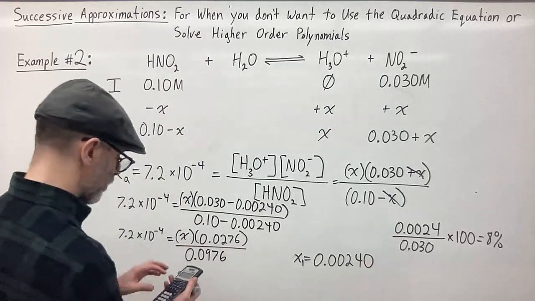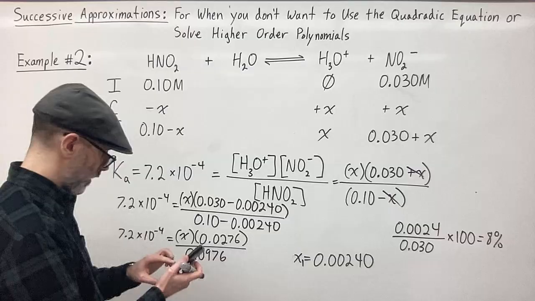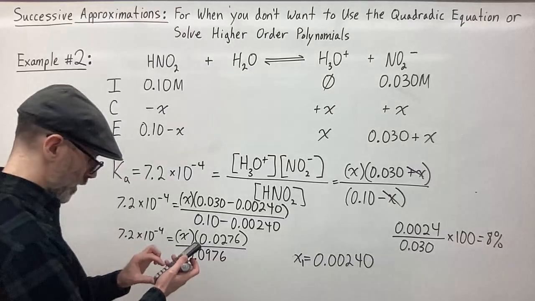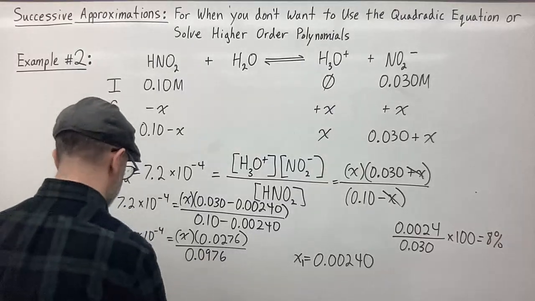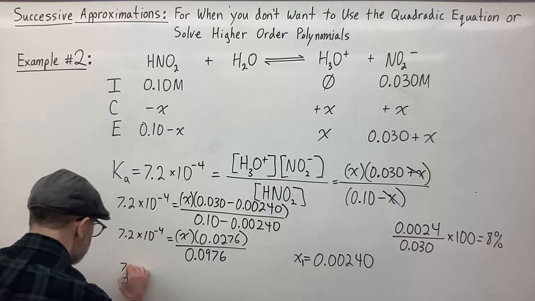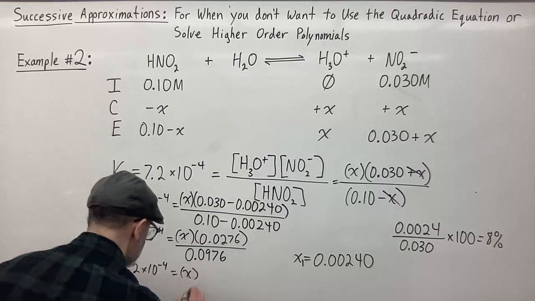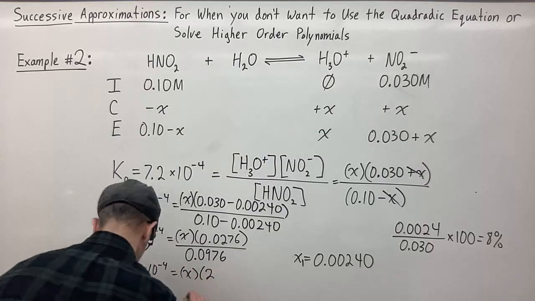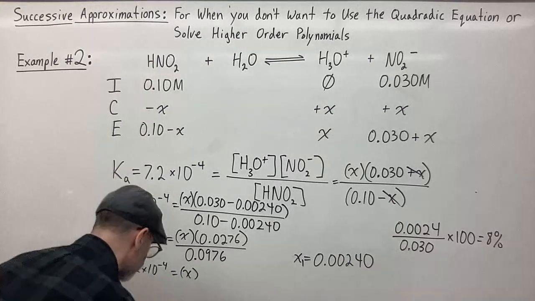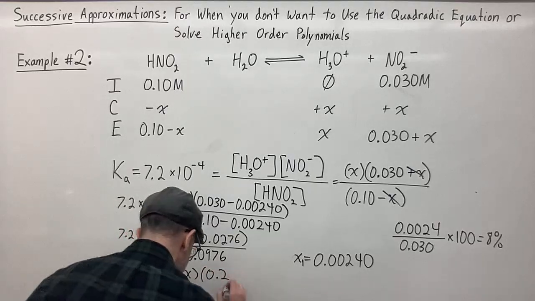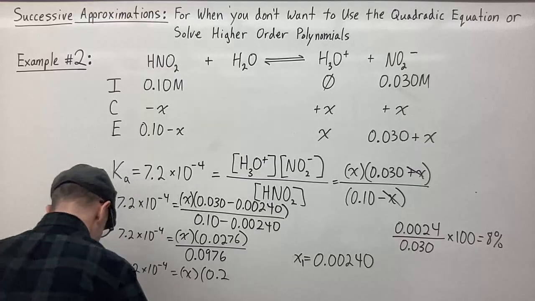Let's go ahead and divide those. 0.0276 divided by 0.0976 equals, and that's going to give us 7.2 times 10 to the negative 4 is equal to x times 0.2827. Oops, I dropped my calculator.